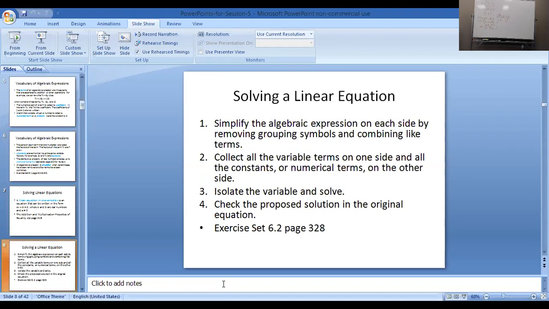To solve the linear equation, you simplify the algebraic expression on each side, removing grouping symbols, combining like terms. You collect the variable terms on one side, all the constant numerical terms on the other side. You isolate the variable and then you solve. Then you can check your solution by putting that answer back in that equation. For example, here it tells us, look at page 328.